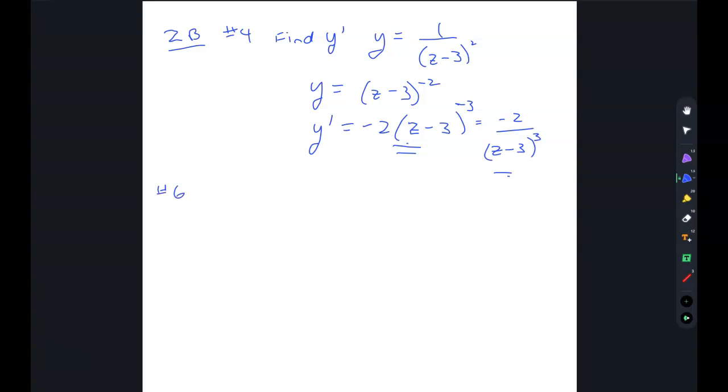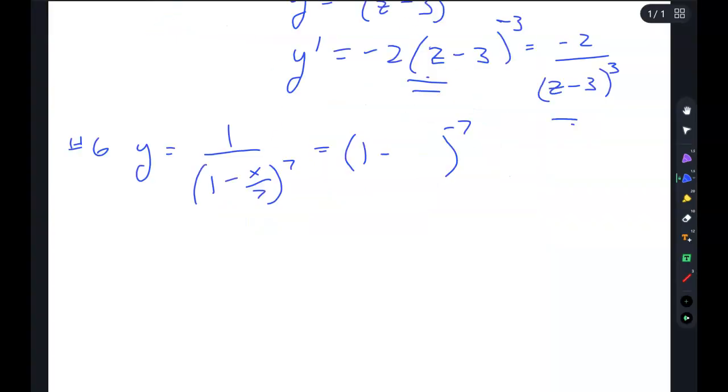It was very similar. So the function was 1 minus x over 7 to the 7th power. So again, I would rewrite what y equals before I take the derivative. So if I bring that up to the negative 7th power, and as I'm rewriting the inside function, I would rewrite it as negative 1/7 times x, because it's really just the number negative 1/7 times x.